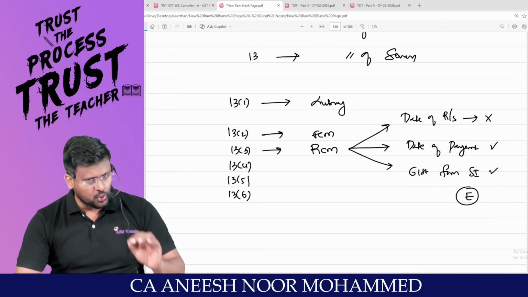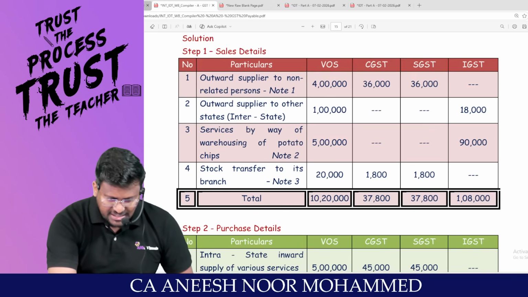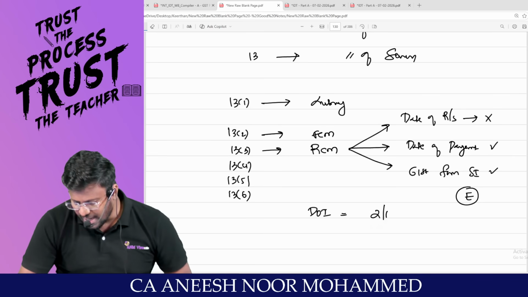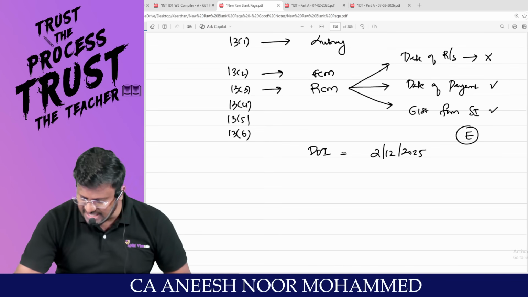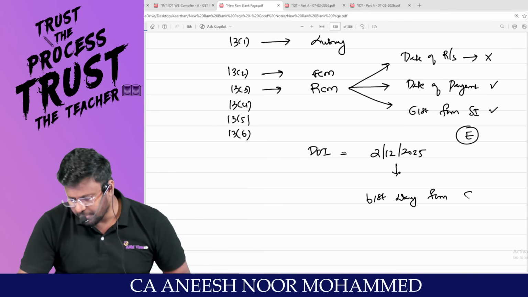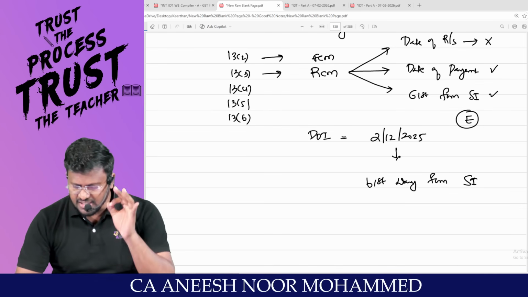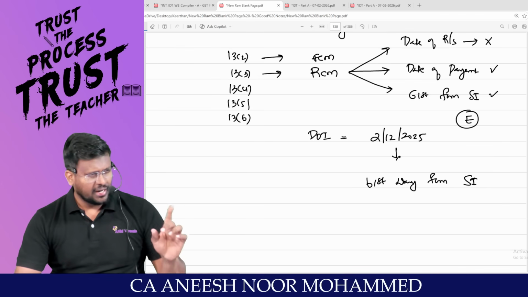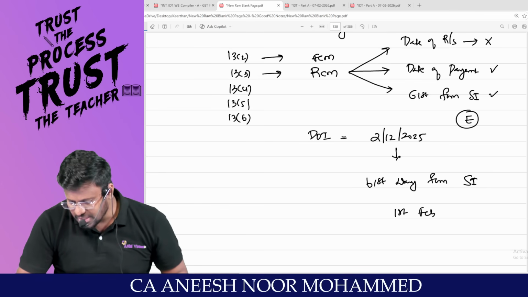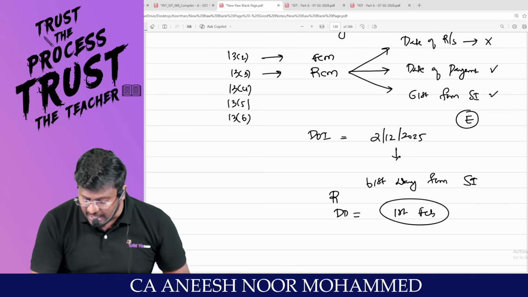Since, my dear lovable students, no payment has been done and the date of invoice is 2/12/2025, we take the 61st day from the supplier's invoice. The 61st day will be, after December, January over, the 1st of February. So 1st of February is the due date for payment of tax under reverse charge basis.